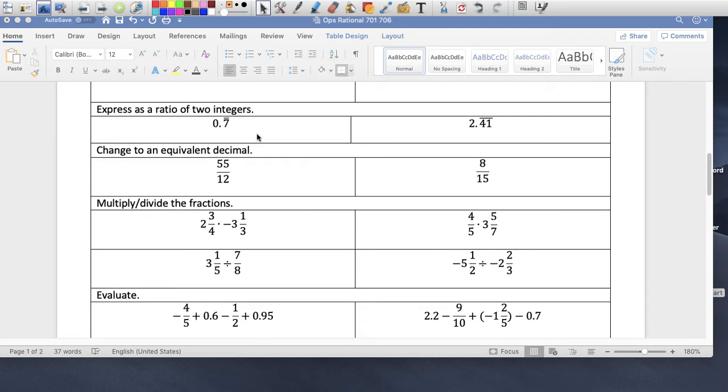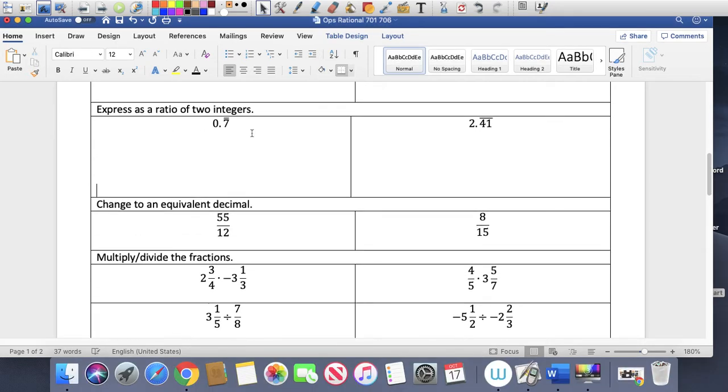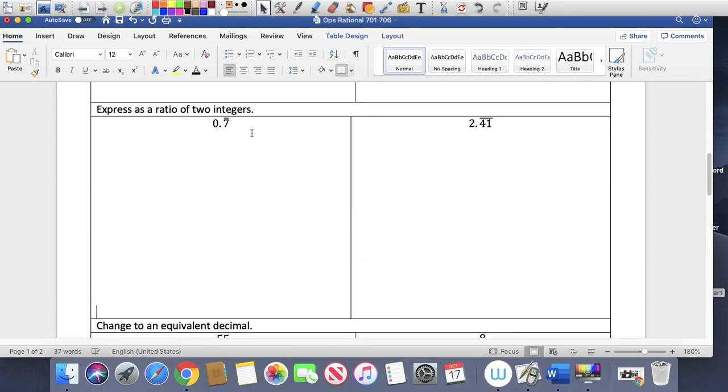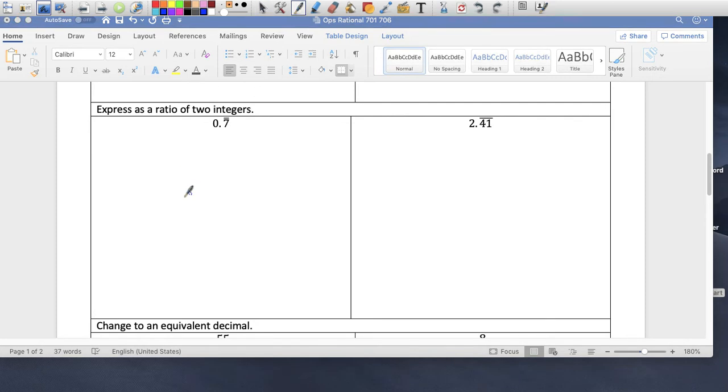Express as a ratio of 2 integers. This will be on your quiz. So let's see if I have enough room there. The first thing I want to do is write this in this manner, right? And we know that 0.7 in bar notation is a shorter version of writing this, because the 7 repeats forever. So this is a shorter notation.